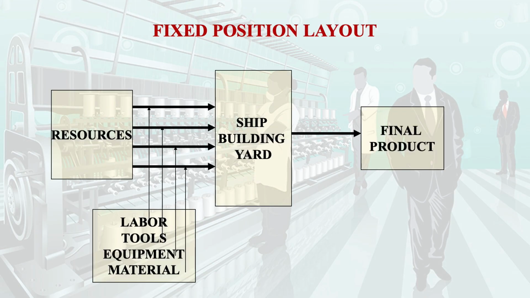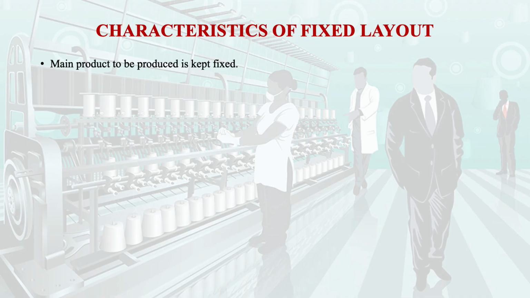Now the fixed position layout. Basically, you will see that in the middle we have a shipbuilding yard. On the left hand side we have the resources, on the right hand side we have the final product, and at the bottom we have the inputs, such as labor, tool and equipment. If we see the characteristics, the topmost characteristic is that our product is very bulky, we cannot move it. So we will keep the product fixed.